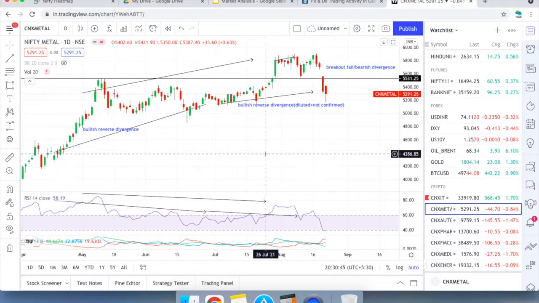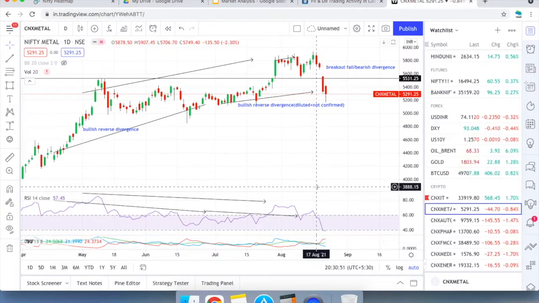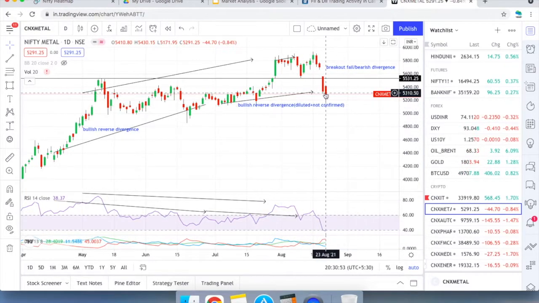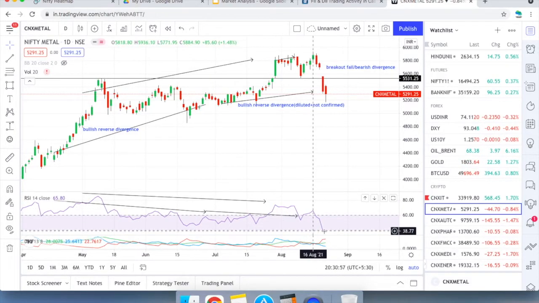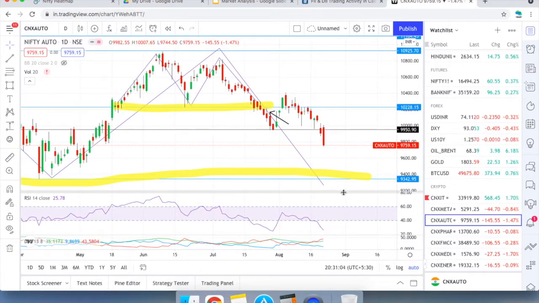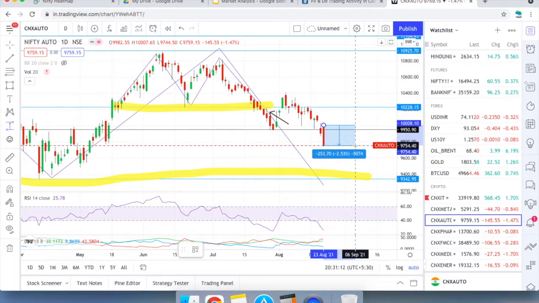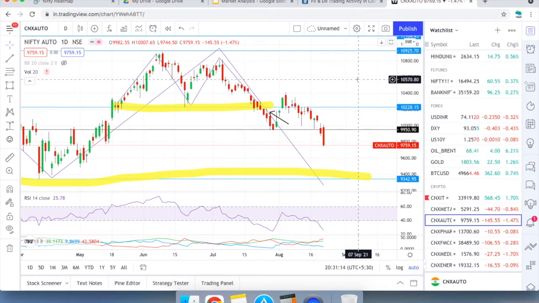Now metal, it has dipped. We already know. So now it has gone to the bearish zones. And yesterday it was at the support zone. There was a chance that it could have bounced from there, but it has slipped further. So metal has turned bearish. Auto was already bearish. It has further turned bearish. If you look at the price movement that has happened today itself, there was a 2.5% dip that has happened.